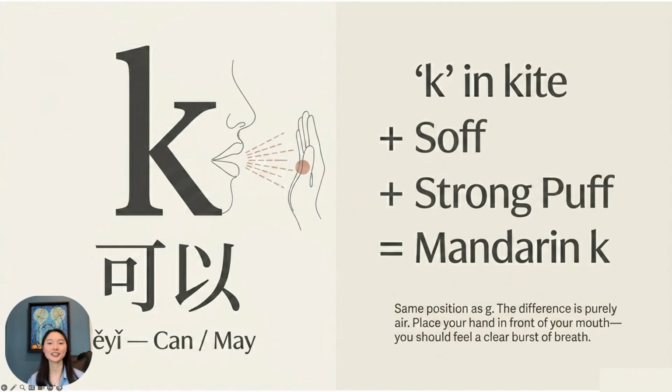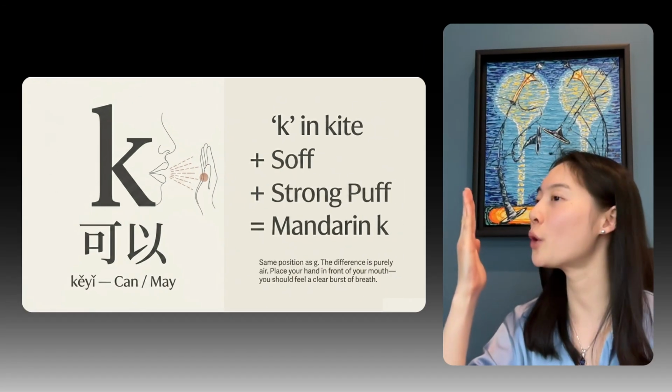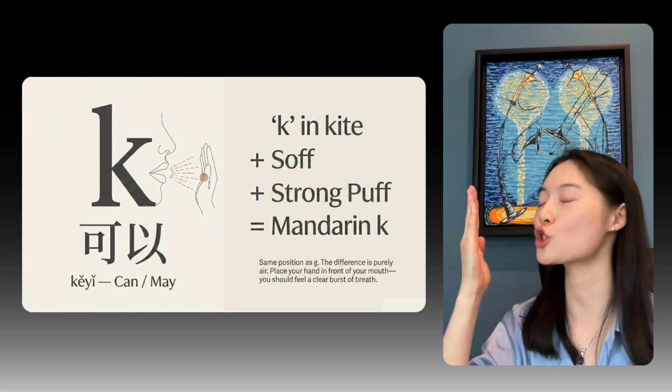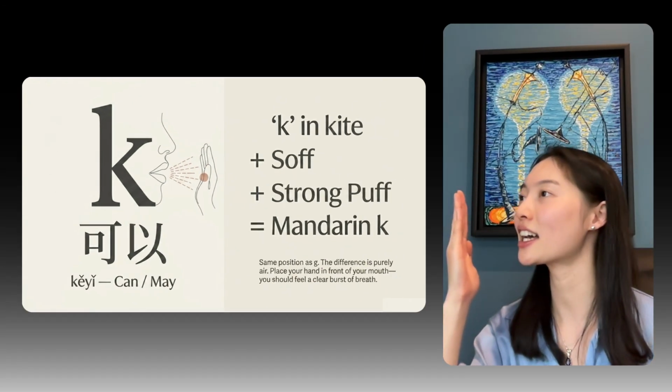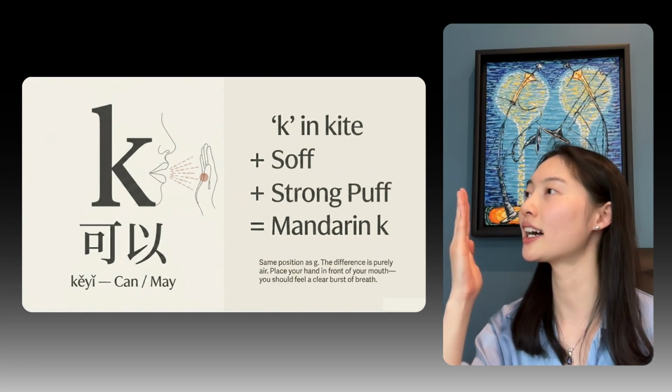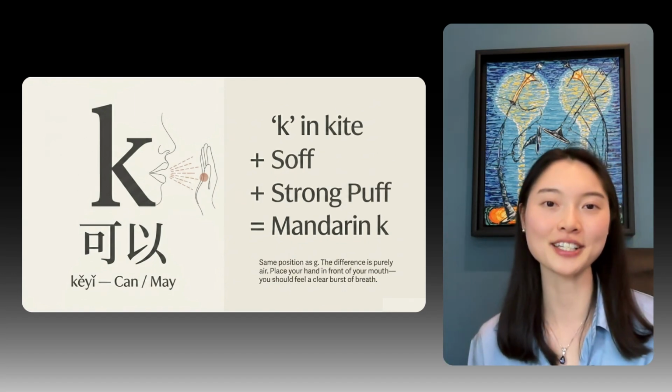K, k. Same position as g, but with a strong puff of air. The difference between g and k is simple. Air. G, no puff. K, strong puff. 可以, 哥哥. Do you feel the difference?